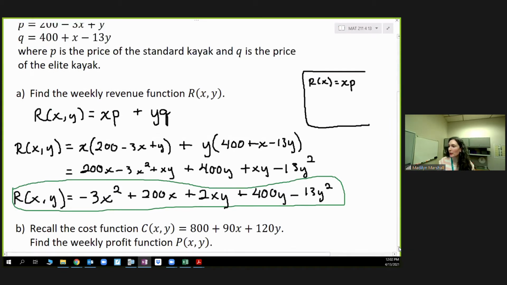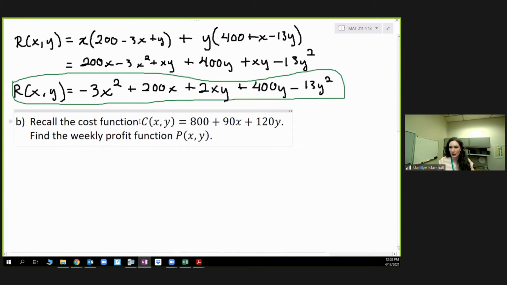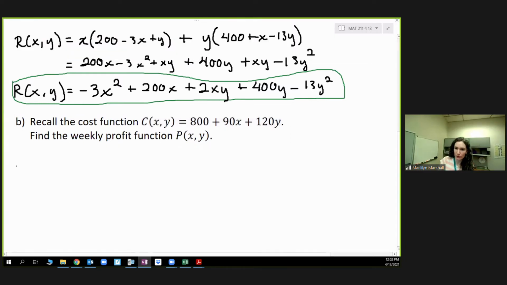And part B. So this was the cost function from the previous page. And we want to know the weekly profit function. How do we find profit? Revenue minus expenditures. Exactly.